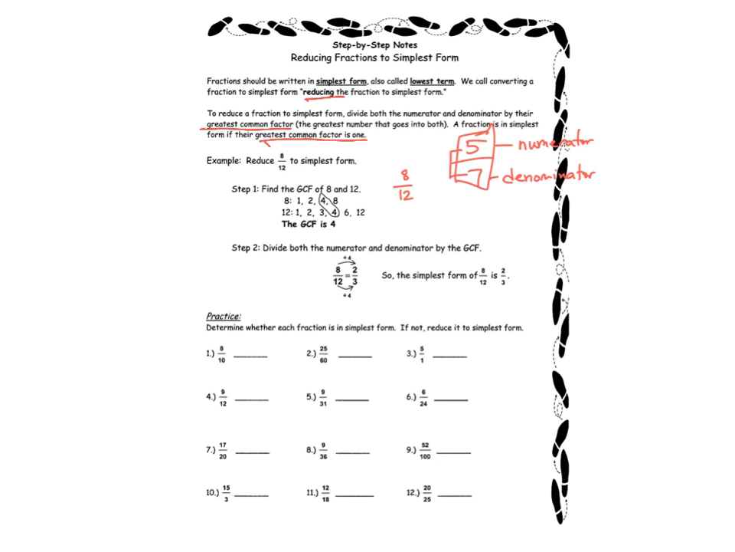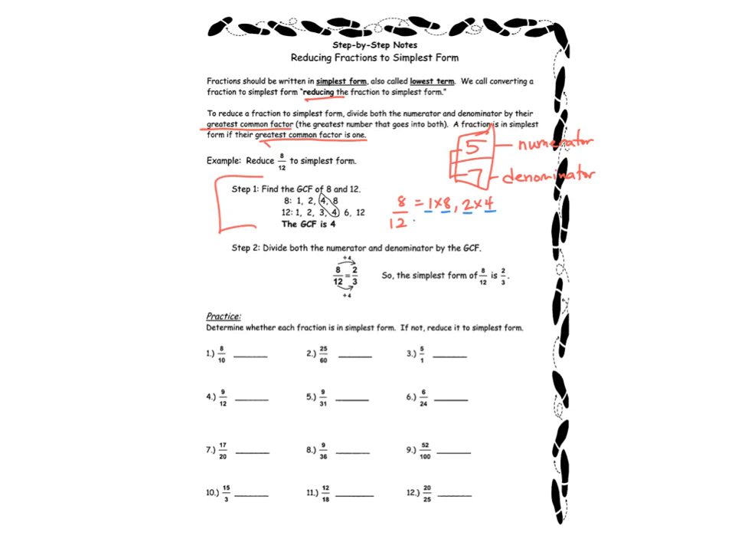What it shows here is factors of 8 and 12. I'm going to rewrite this at a different spot so I have room. If you're looking at 8/12, the numbers that go into 8: 1 times 8 is 8, 2 times 4 is 8. So your factors of 8 are 1, 2, 4, and 8.